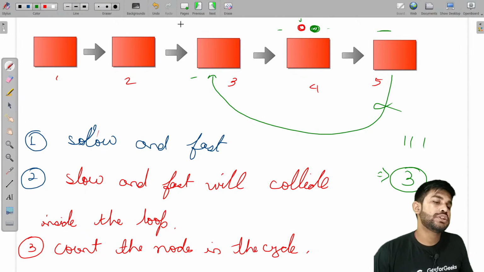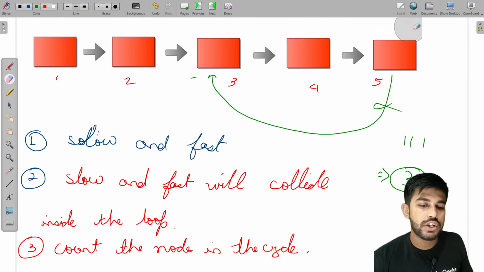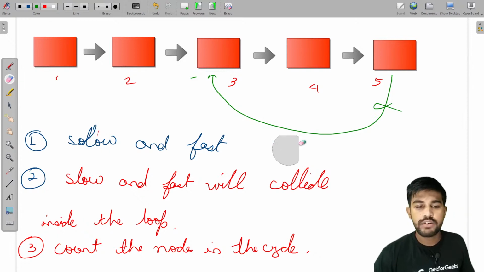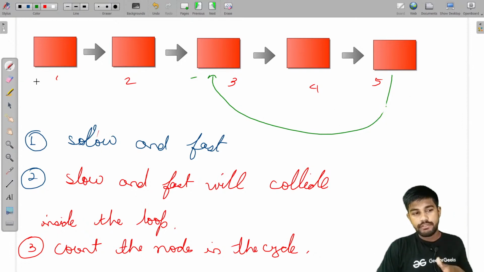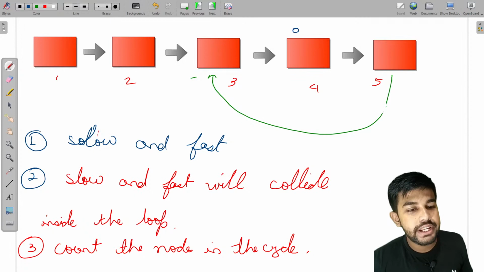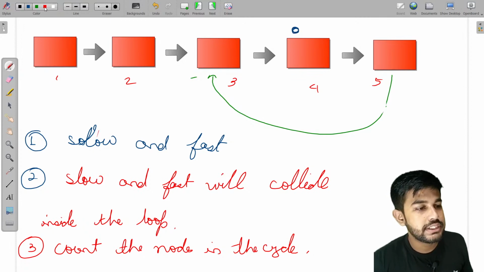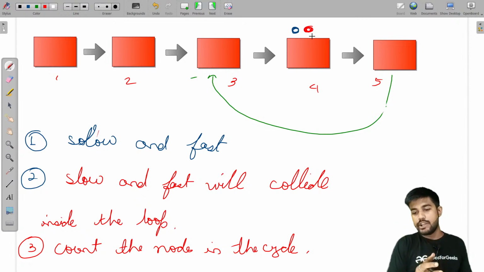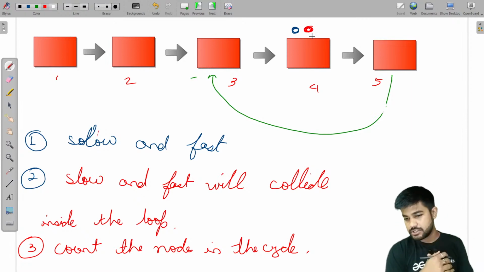Now there is one more approach. Am I clear with this or not? That counting of the number of nodes, we know that they both would meet inside the loop. So again, we would initialize these two inside the loop. Inside the loop, we have initialized these two.